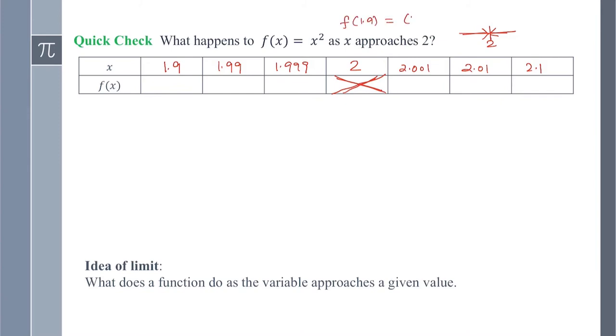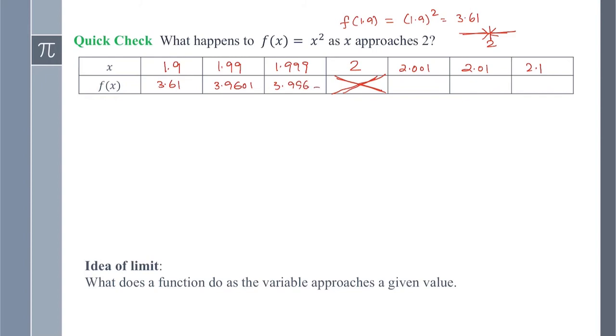If you take 1.9 and put it here, so if you find f of 1.9, that gives you 1.9 squared, which equals 3.61. Similarly, if you plug in 1.99, you'll get 3.9601. If you plug in 1.999, you'll get 3.996, and then there are more numbers after that.